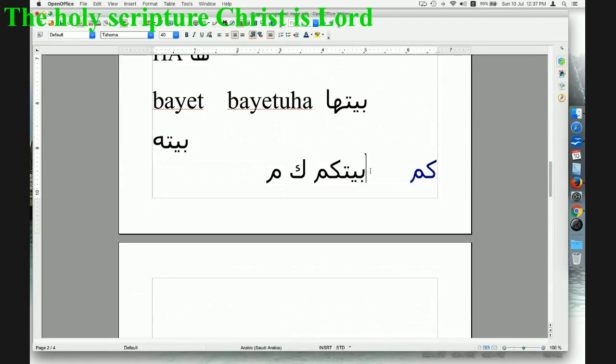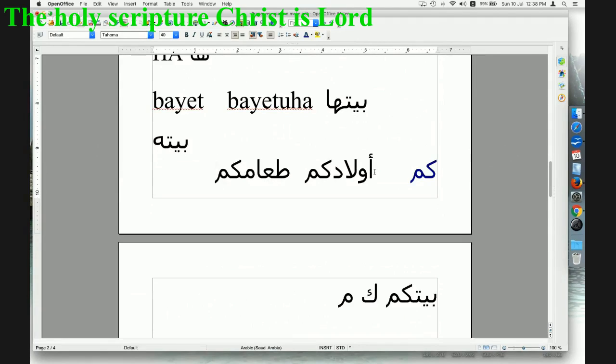As an example, أولاد, which means children. I want to make it your children, I say أولادكم. Let's say طعام, which means food. I want to make it your food, طعامكم. I add kum.